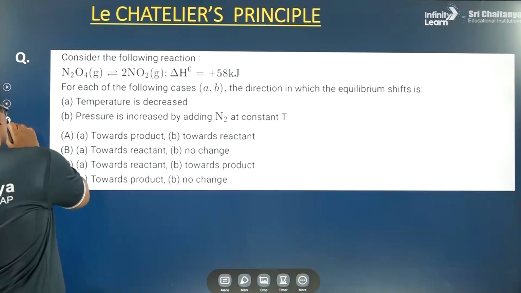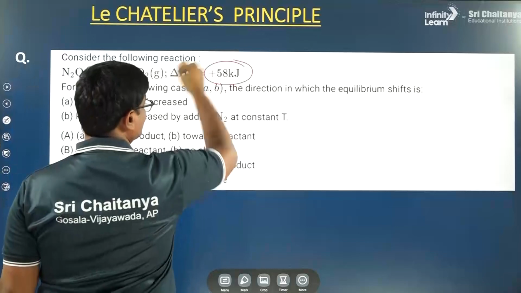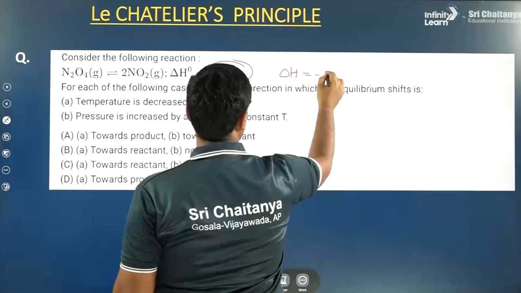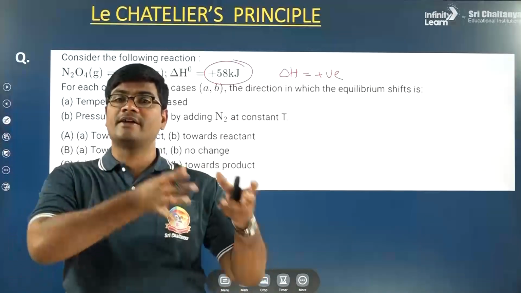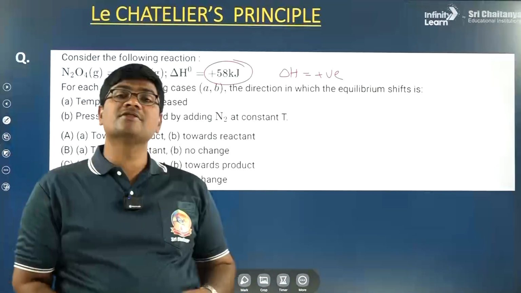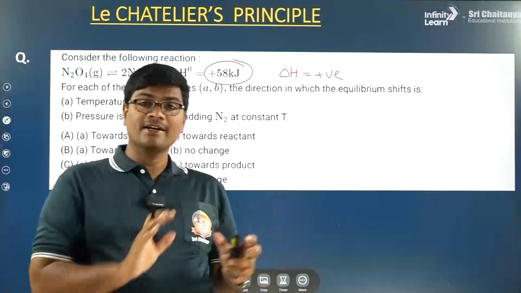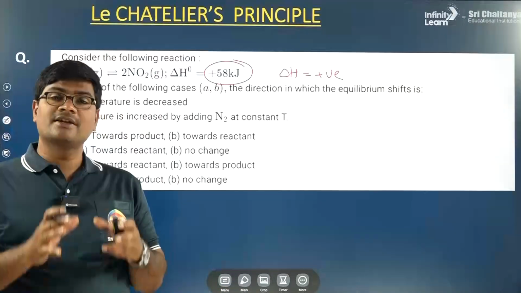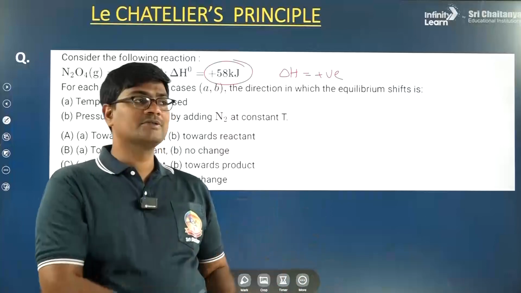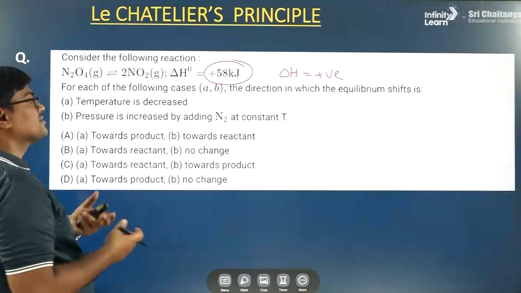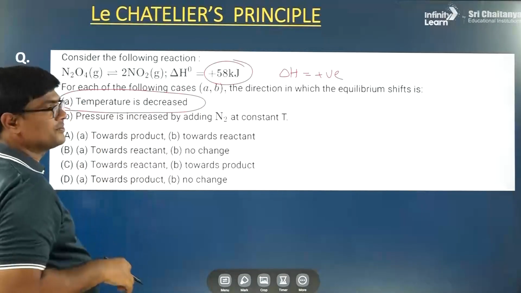First of all, is this reaction endothermic or exothermic? This reaction is endothermic. Delta H is positive. If it is an endothermic reaction, an increase in temperature favors the endothermic reaction in the forward direction, that means towards the product side. So if temperature is increased, the products are more produced.